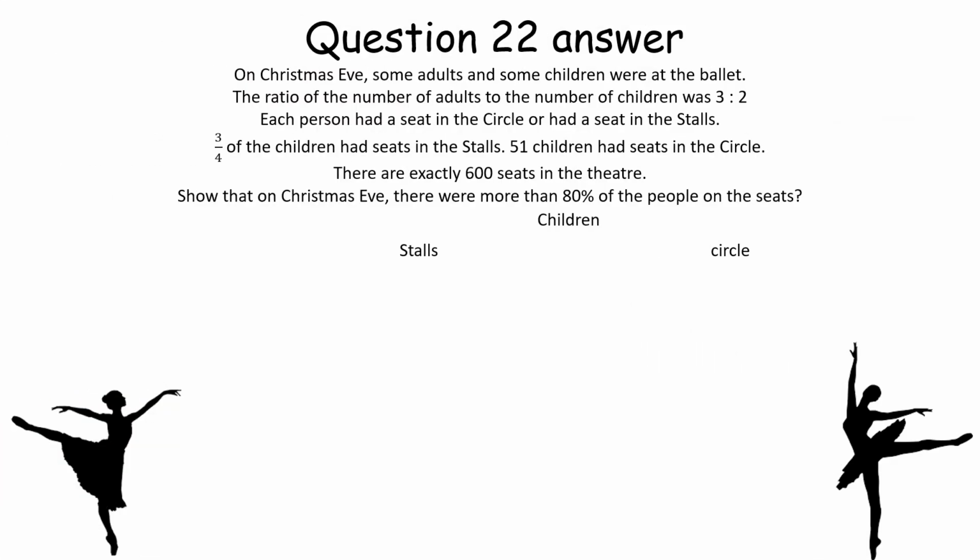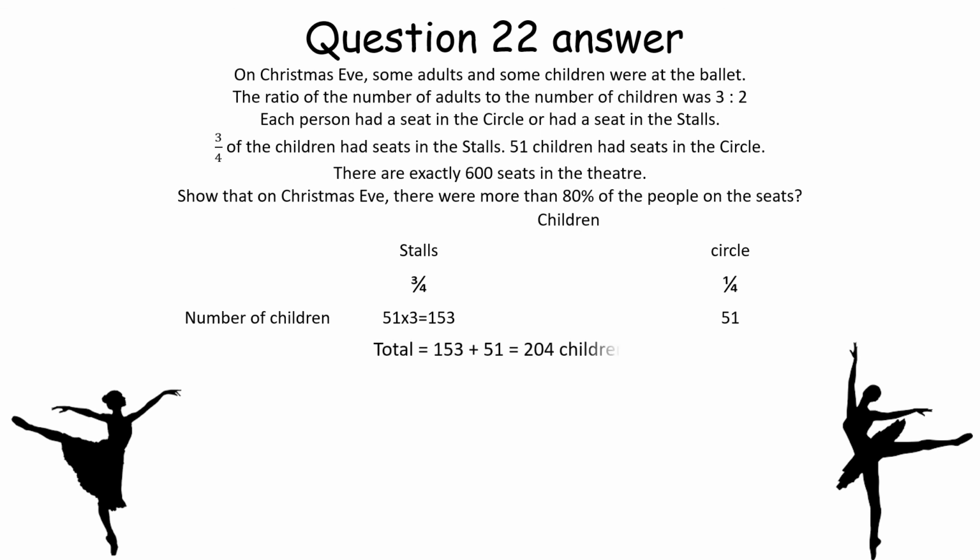Question 22. 3/4 of the children had seats in the stalls, so that means 1/4 had seats in the circle. We were given that 51 children had seats in the circle, and so a quarter of the children is 51. Therefore, a total of 153 had seats in the stalls. This makes a total of 204 children.